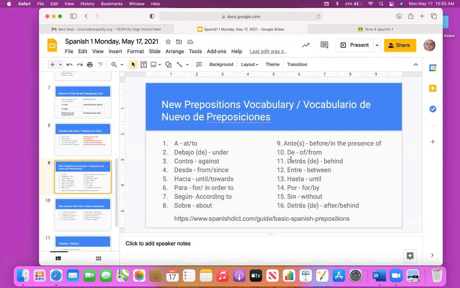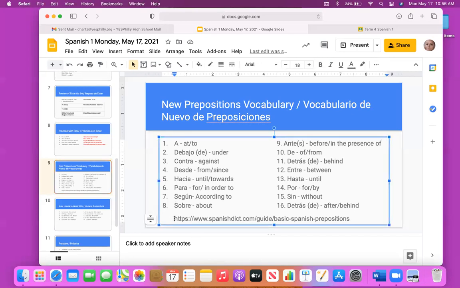Sobre is about. Antes is before or in the presence of. De is of or from. Detrás de is behind. Entre is between. Hasta is until. Por is for or by. Sin is without. And detrás de is after or behind. So just a note here that por and para both mean for, and you use them in different contexts, but we'll go over that at another time.